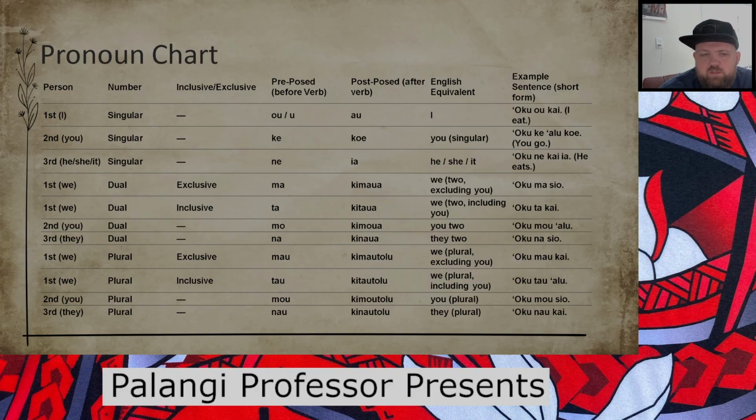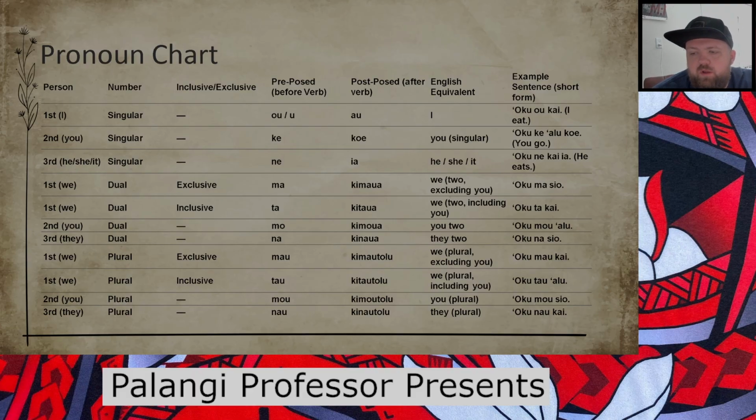And so again, same thing with third for dual persons or two people, and the they meaning they two or them two is na, and then kinawa. So okunasio, those two are looking, or okunasio kinawa. So those two are looking. And then we have plural exclusive. And so we go from ma for two people to mau for three people.